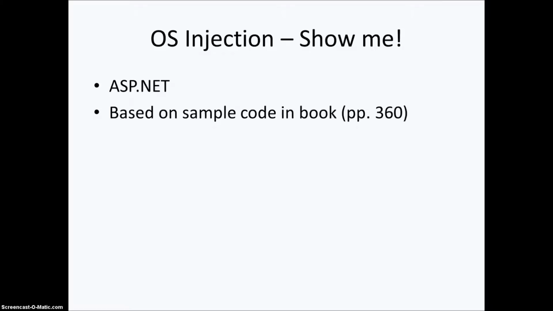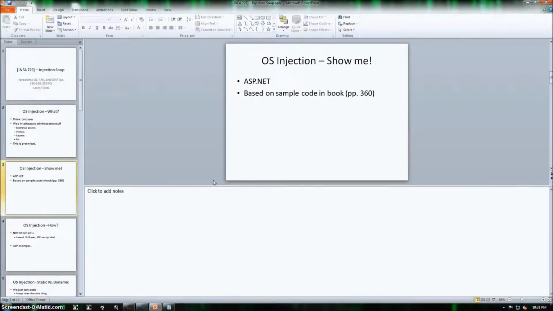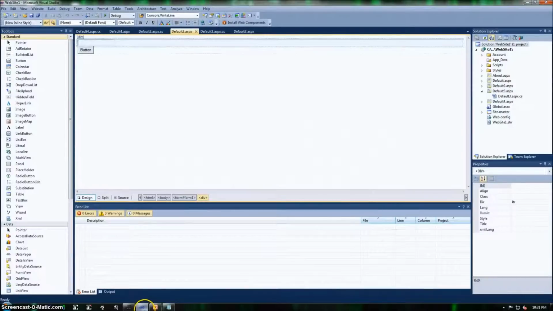So I put together a little demo in ASP.NET just because that's what I'm familiar with. So let me get that fired up here real quick. This is loosely based on sample code in the book from page 360. So we have a little web app here, one text box and a button. We'll debug it.